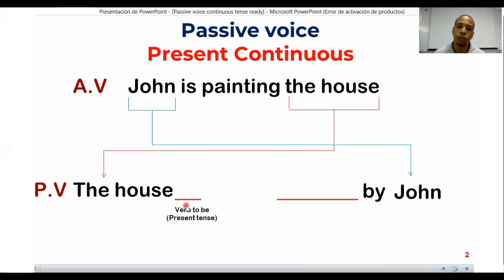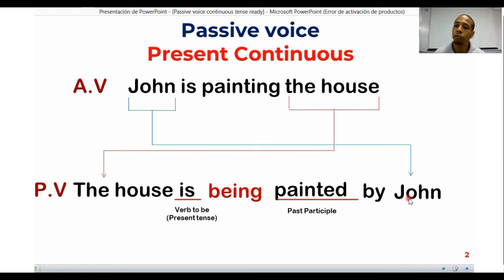This blank is for the verb to be, which in this case is in present tense. That's why we continue in present tense. Singular, singular is. The ing form turns into being always. Every time you have ing form, we are going to use being. And then we have the past participle, which is paint. In past participle is painted. It's ed because it's a regular verb. So this is the formula for the passive voice. The house is being painted by John.